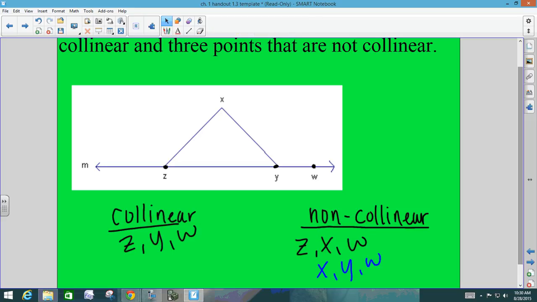Are there any other sets that are non-collinear? Yeah, X, Z, Y, the 3 that make the triangle. Those are non-collinear. There's not one line that all 3 of them can sit on. Good. So sometimes there's only one answer, like the collinear points, the only 3 points that are on the same line. Sometimes there's more than one. Collinear, same line. Non-collinear, not on the same line.